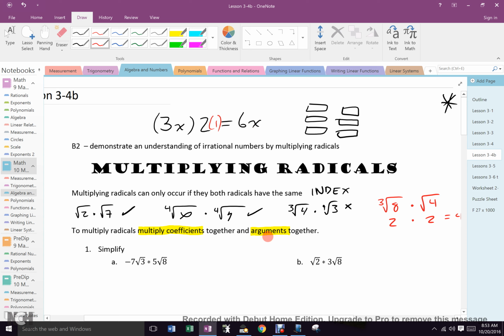So in this case, the arguments are the radicals. Is everyone okay with that? Oh, not radicals. Sorry. Radicands. Everybody cool with that?